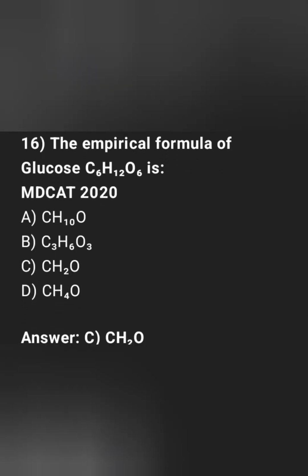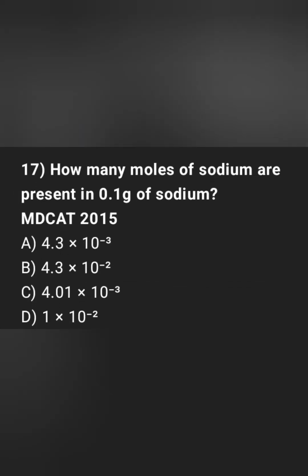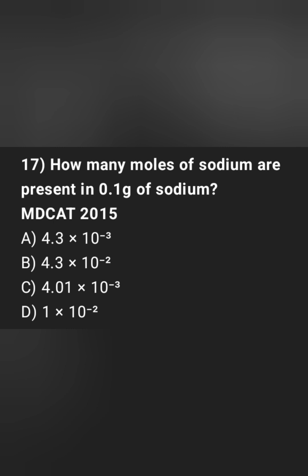C. O2. 16. The empirical formula of glucose is, 2020: A. CH4O, B. C3H6O, C. CH2O. Answer C, CH2O. 17. How many moles of sodium are present in 0.1 gram of sodium?